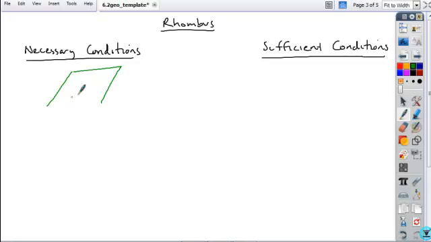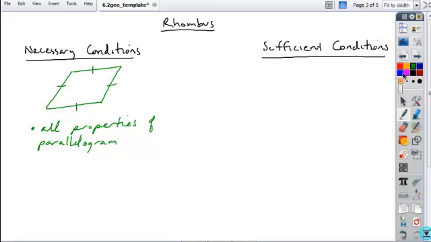So a rhombus, again, by definition, is a parallelogram with all equal sides. Okay, so just like with a rectangle, all the properties of a parallelogram are going to hold true for a rhombus. And in addition to this, you have the other part of that definition, which is all the sides are equal. Remember, the word for that is equilateral.